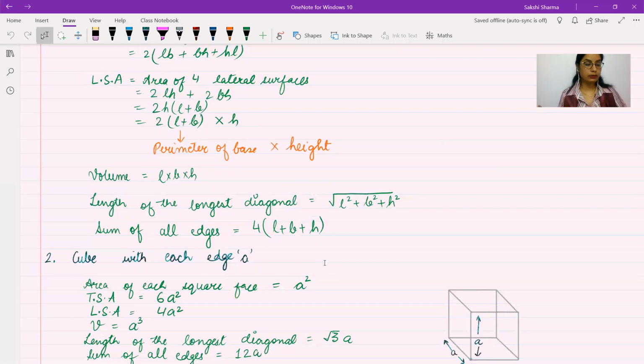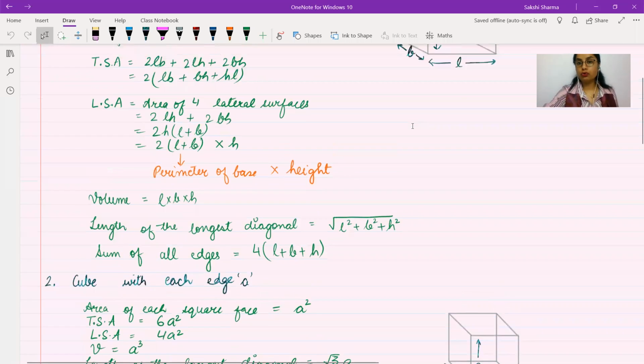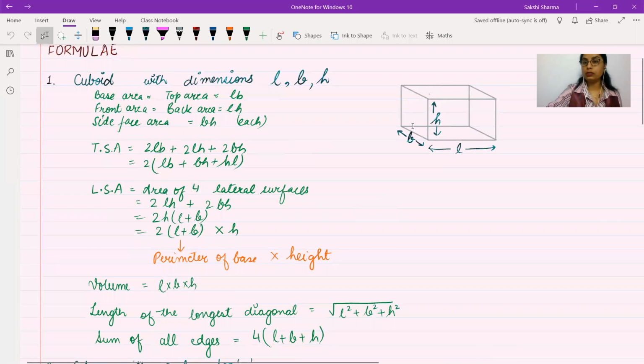If you had to find out the lateral surface area, it will be the perimeter of the base multiplied with height. This is twice L plus B into H. Length of the longest diagonal. अगर आप diagonal draw करना चाहते हो cuboid में, what you want to do is you want to join one corner with other corner. Any other corner.